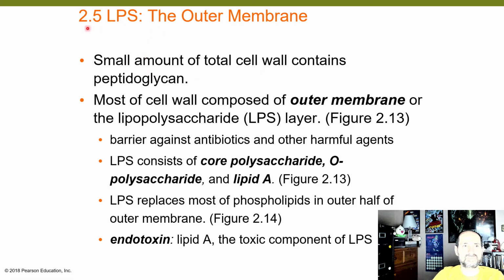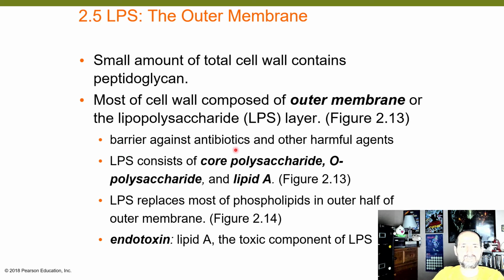So now we're talking about the gram-negative cell wall. Remember the gram-negative cell wall: only a small amount of the total cell wall contains peptidoglycan, unlike gram-positive cell walls where 90% of the cell wall was peptidoglycan. For gram-negatives, only a small amount contains peptidoglycan. Most of the cell wall is composed of the outer membrane. Remember the second membrane of gram-negative cells. And this outer membrane is comprised of lipopolysaccharide, or LPS. I'm going to show you a picture of that in a second.